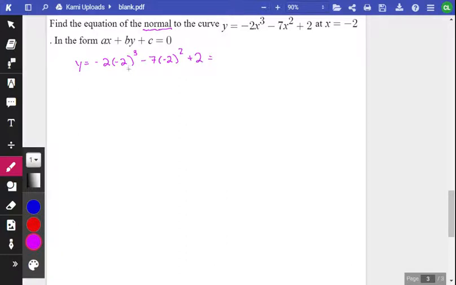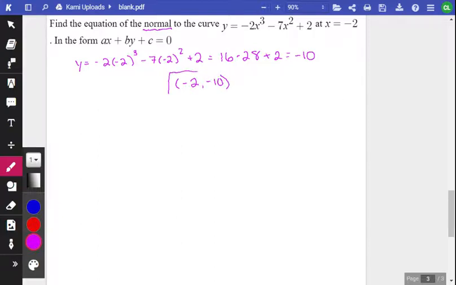So negative 2 cubed is negative 8. Negative 8 times negative 2 is positive 16. Negative 2 squared is 4. 4 times negative 7 is negative 28 plus 2. So negative 28 plus 2 is going to give us negative 26, plus 16 is going to give us negative 10. So we have our point, negative 2, negative 10.